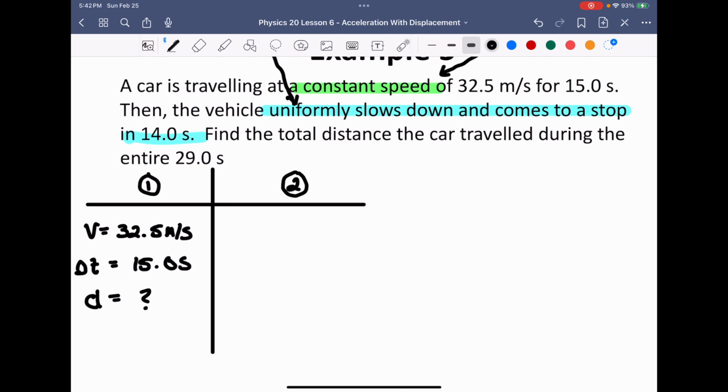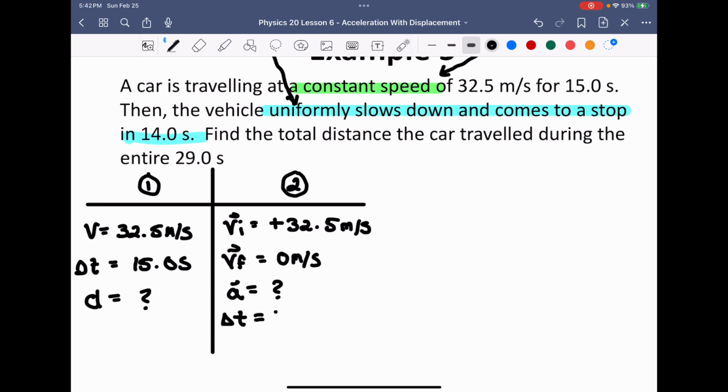And then for part 2, we're going to do something very similar. We need to start by saying our VI is equal to, I'm actually going to say this is positive 32.5, just because they didn't establish any sort of direction with these. So I'm just going to make it positive by default. It says it comes to rest, so final velocity is 0 meters per second. The acceleration in this case, we actually don't know. And then the change in time takes place in 14 seconds, so 14.0 seconds. And then we're looking for the overall distance, or the displacement, covered in that interval.